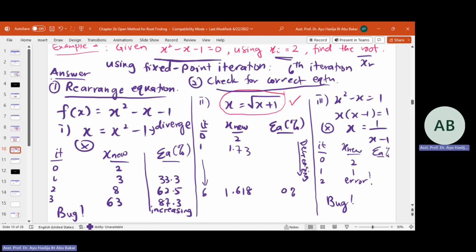How to know the root is correct? You try to put it back into the main equation. If it is approaching 0, then your root over here is correct. Any question? Anyone need me to repeat? Yeah, for the fixed point iteration, there are 2 steps: rearrange and check for the correct equation.